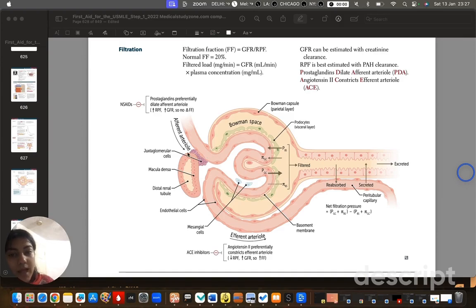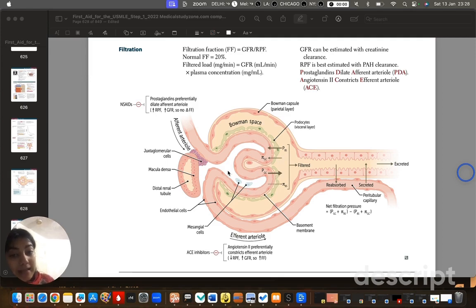Now, what happens is prostaglandins naturally, no medicine now, dilate the afferent arteriole. That would cause more blood to go inside the Bowman's capsule, right? So that would increase the plasma flow into the Bowman's capsule, but that would also cause an increased GFR. Now, the amount of blood going inside here is also increasing the rate of this filtration.